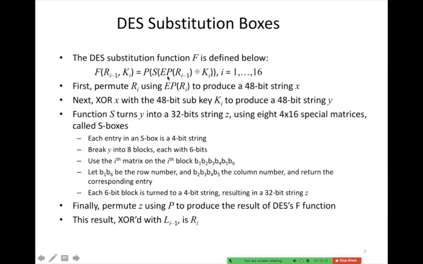So first you exclusive OR K_i, right? And then you apply S. That will produce a 48-bit string. By substitution, I want to compress these 48 bits into 32 bits, because the output of this function f should be a 32-bit long string. So that's what this S is for. And after that, you perform a permutation.